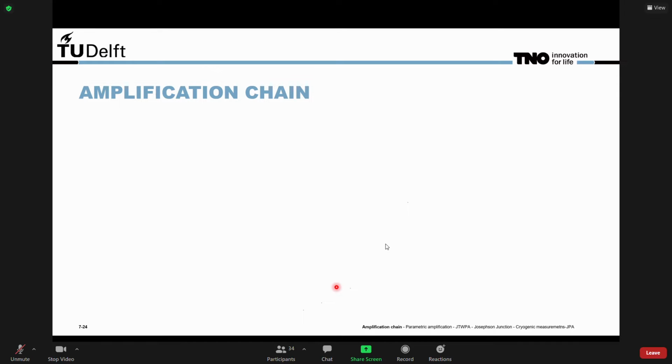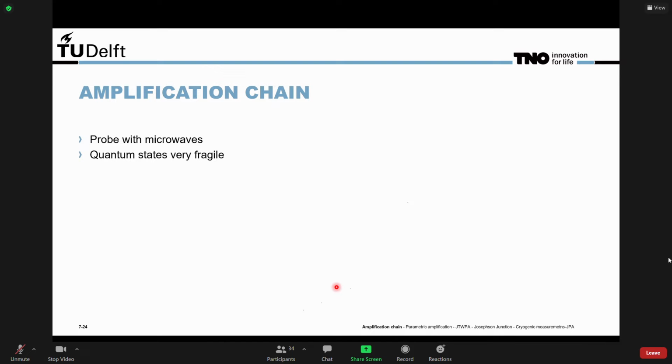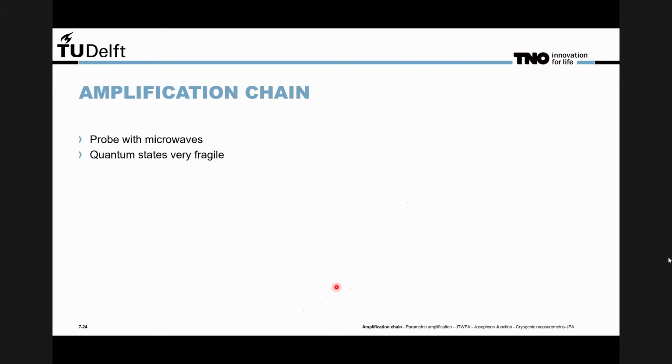So we know we can probe our qubits with microwaves, but these qubits have quantum states that are very fragile. So they usually require a few photon energy to be probed. This is very little. Actually, the funny part is that you cannot buy any.